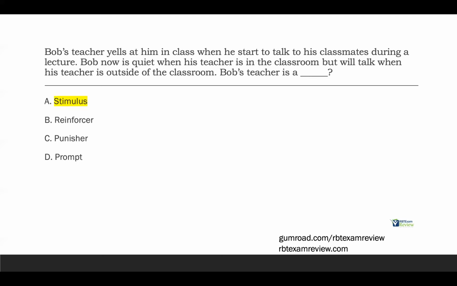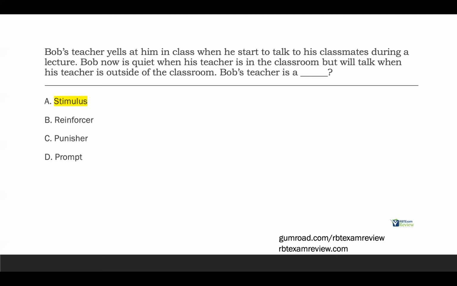So this distinction is important when we're talking about behavior. Bob's teacher isn't the punisher. The yelling is the punisher. Bob's teacher now functions as an antecedent stimulus, so that when Bob sees his teacher, he is now quiet in the classroom due to the yelling, okay? So the yelling is the consequence. So that distinction is important.